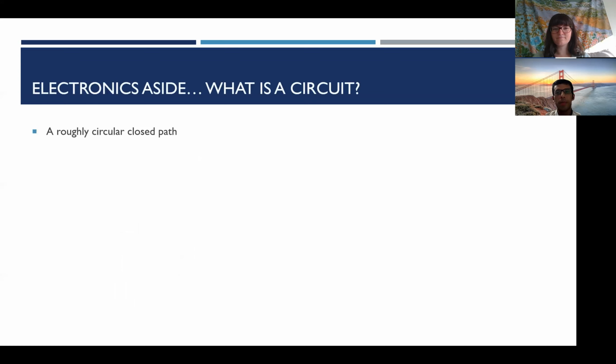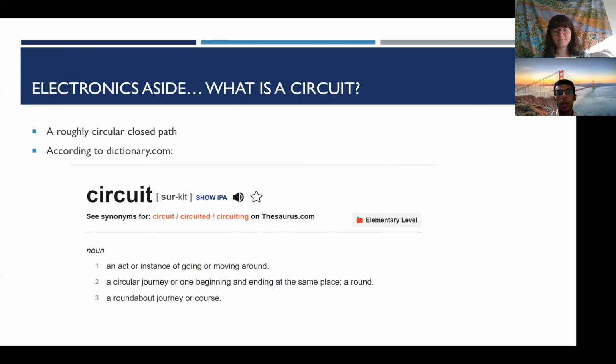So let's talk a little bit about what a circuit even means before we even start talking about electronics. What does the term, in the English term, circuit mean? So it is a roughly closed path. And if we think about it from the dictionary standpoint, dictionary.com gives this definition for a circuit. For us, the more useful definition is this one right here. The circular journey, or one that begins or ends at the same place, or round.